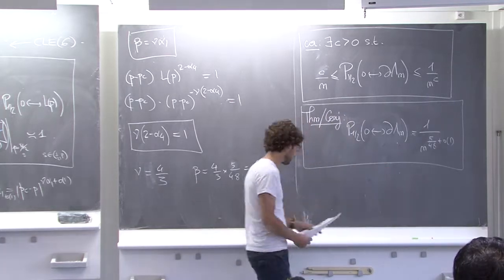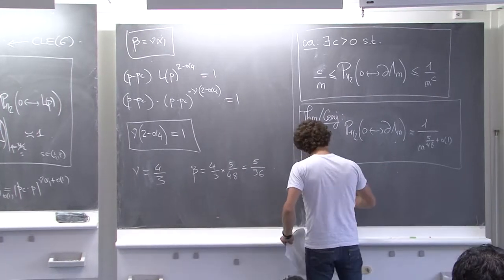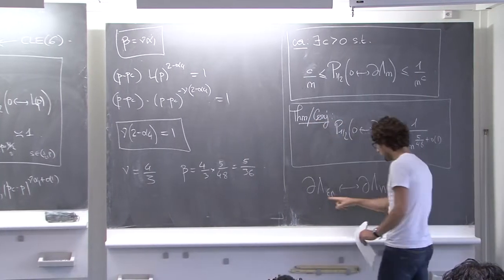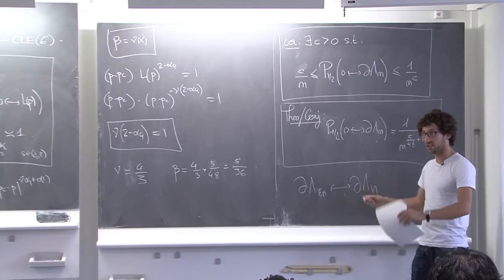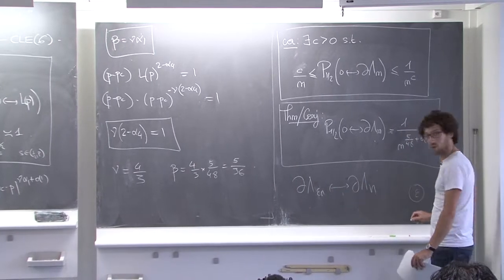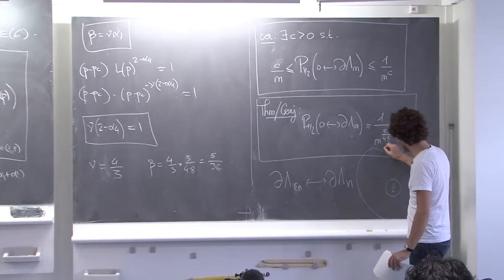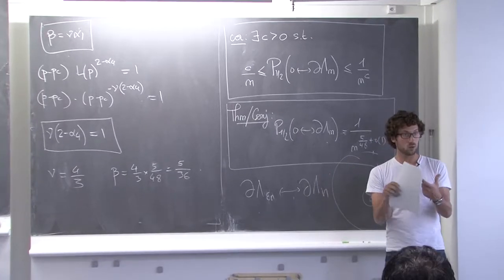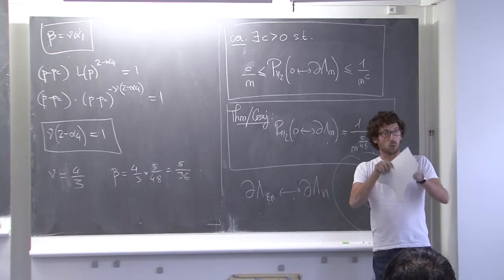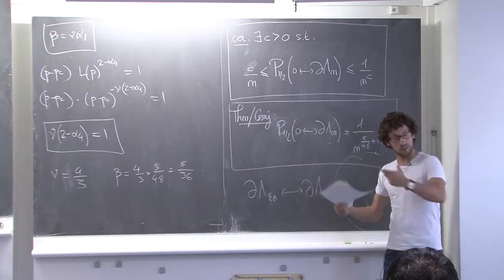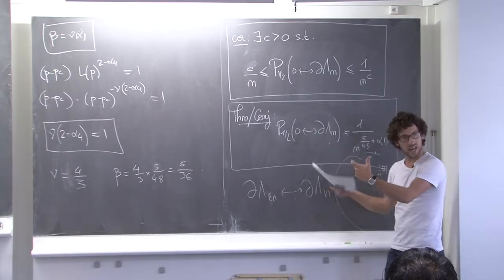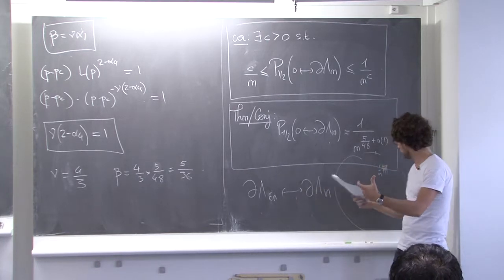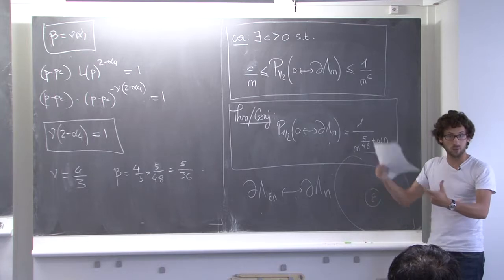And if you look at this event, when you look at the mesh size, it is exactly connecting a box of size epsilon to a box of size 1 in the mesh size 1 over n. So if you can indeed prove that you can cut your probability of 0 connected to distance n into pieces which all look like that, all these quantities, when n tends to infinity, are going to converge to something of probability epsilon to the 5/48.